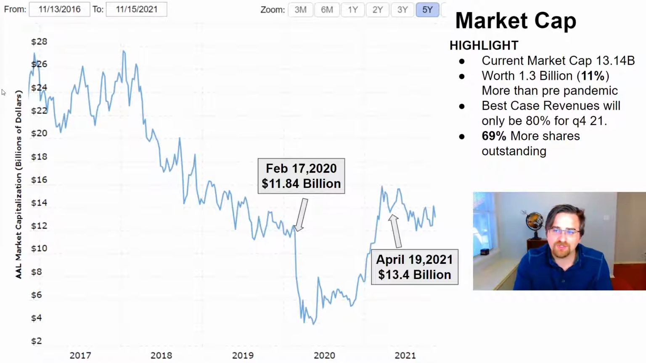All right, with that being said, looking at market cap, right now the market cap for American Airlines is around $13.14 billion. That means they're about $1.3 billion more than they were pre-pandemic. I'm comparing that to February 17th at 11.84 was their valuation. And as we stated earlier, the revenues for Q4 are only going to be about 80%. And I suspect them to not get into 90% in full year 2022 and not a full recovery until 2023. And all that is with 69% more shares outstanding. Hopefully you're starting to understand the issue with their market cap being where it is compared to where it was pre-pandemic. Got lower revenues, more shares outstanding, lower expected revenue going projected out to the future. We got a little bit of a problem here.